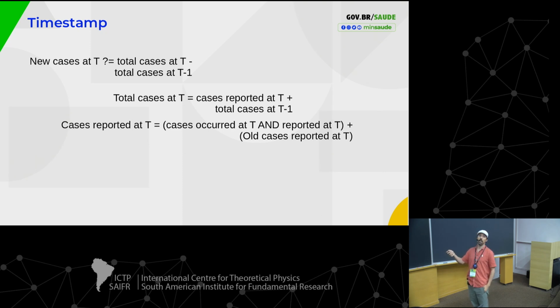And cases reported at a given time is a combination of cases that occurred at that time and have been reported at that time, plus old cases that hadn't been reported before. So total cases at t-1 cancel out, and if I simply take this difference, what I have is this combination here, which is not new cases at t, right? Because this is a mixture of what happened today and have been notified, and old cases that have only entered into the database now. So this might not reflect what is actually the current scenario.